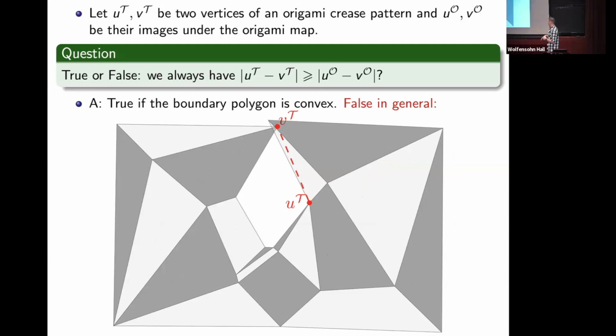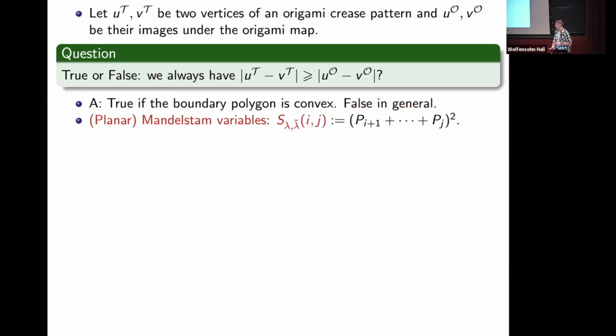But when Mandelstam variables are positive, this is never going to happen. So you can forget about this. But I'm just showing you that in the paper, I have to deal with these self-intersections in some way. OK. So that's the origami question. Now let me switch to physics.